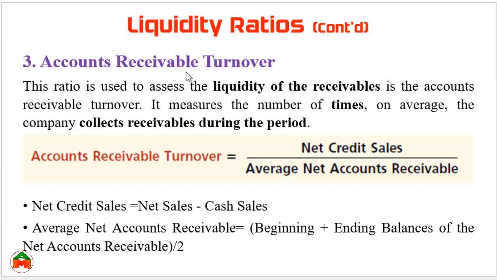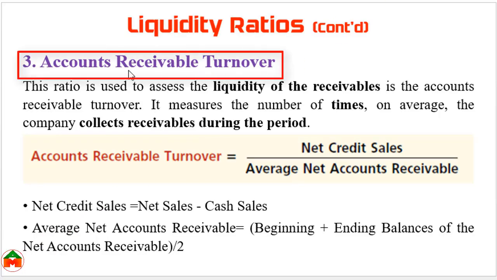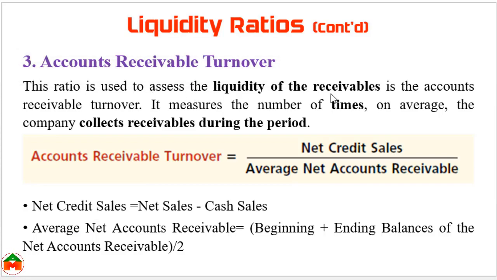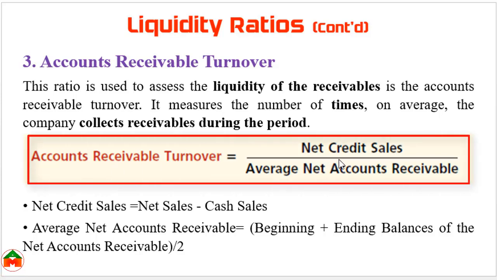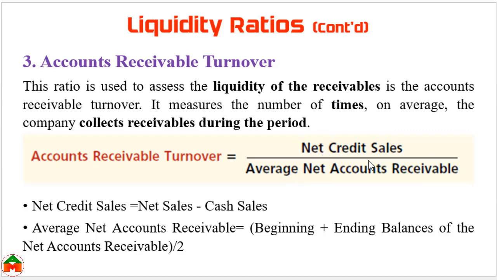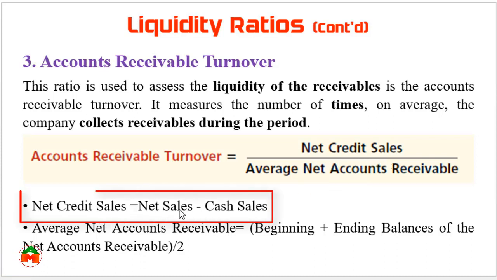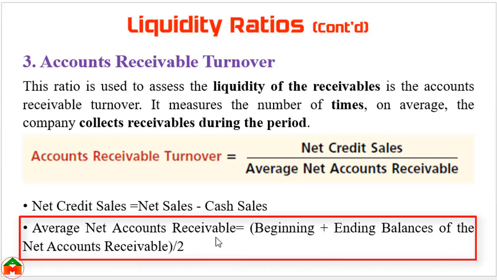The next ratio under the liquidity ratios is accounts receivable turnover, and by this ratio we assess the liquidity of the receivables, and the result is shown as times. By this ratio we can find out the times of collecting receivables during the period. The formula is we should divide the net credit sales by the average net accounts receivable, and to get the net credit sales we should deduct the cash sales from net sales. To get the average net account receivable we should add opening receivables and closing receivables, then divide by 2.